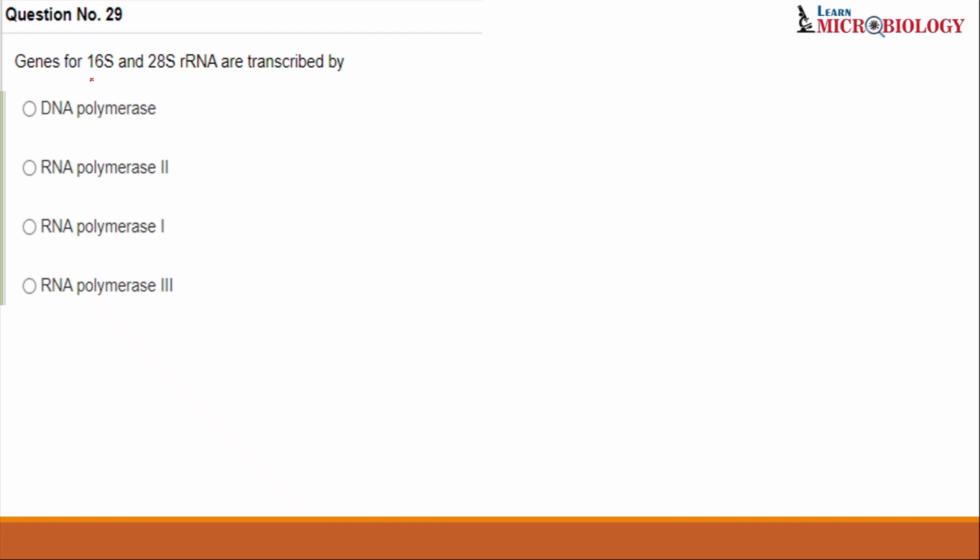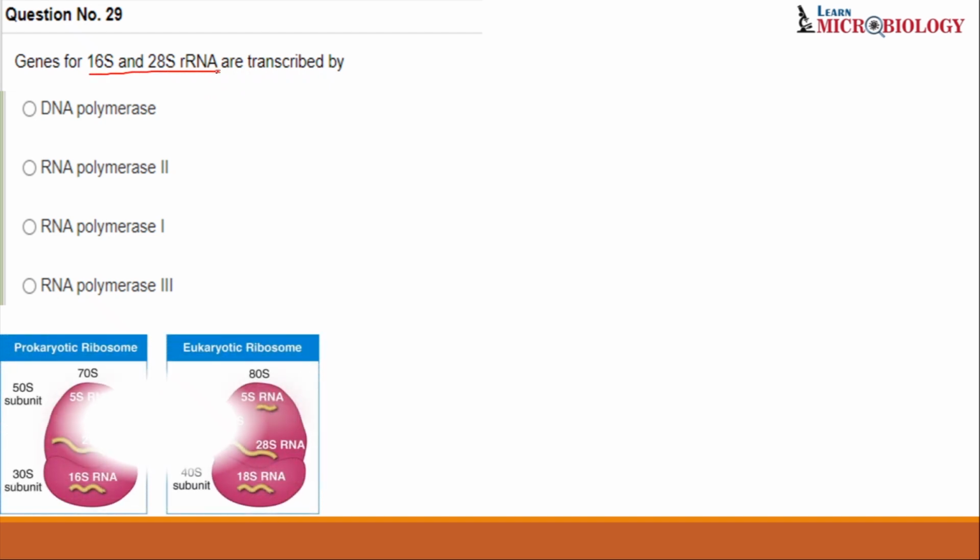Question number 21. Genes for 16S and 28S rRNA are transcribed by dash. Okay, this is again a very simple direct question. First, let us understand what the 16S and 28S rRNAs are. First of all, rRNAs are ribosomal RNAs, that is RNAs which are present in your ribosomes. As we know, we have ribosomes in prokaryotes as well as in eukaryotes. The ribosomes of prokaryotes are 70S, while the ribosomes of eukaryotes are 80S.